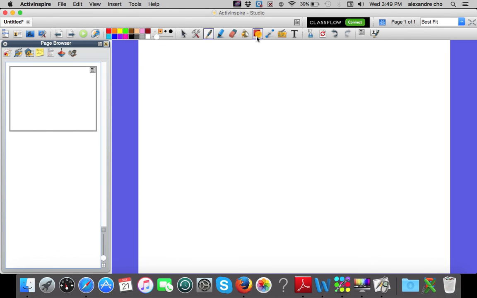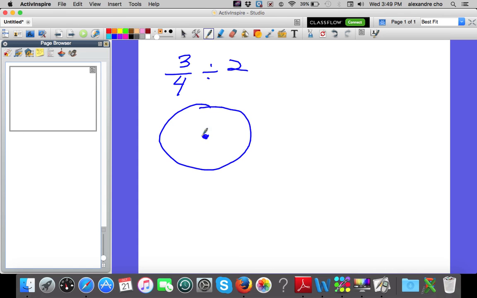Clear annotations. Let's pick another one. How about 3? 3/4 divided by 2. Let's use a circle this time, or an egg. Yes, an egg is fine. So 3/4. Let's first shade 3/4.